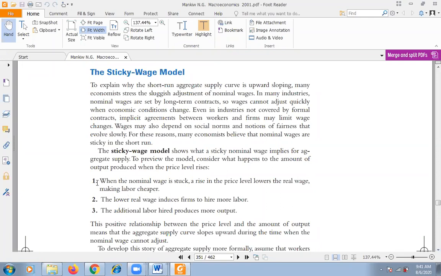Now, please see the final outcomes of the sticky wage model in the framework of the labor demand curve. When nominal wages are sticky, then a rise in the price level lowers the real wage. Real wage will be capital W over general price level. So a rise in price level lowers the real wage.